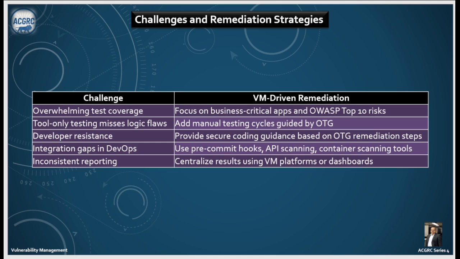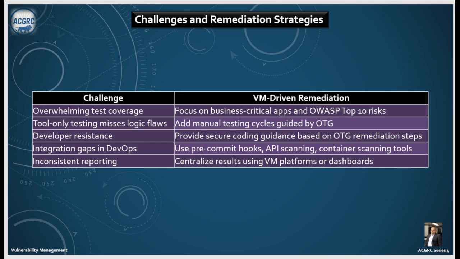The next challenge is no risk-based prioritization. Well, not all findings are equal, but without a system, teams can fix low-risk issues first. Well, the remediation: apply CVSS, EPSS, or the OWASP risk rating model. Prioritize based on likelihood and business impact. Use dashboards to flag critical and high findings for immediate action.